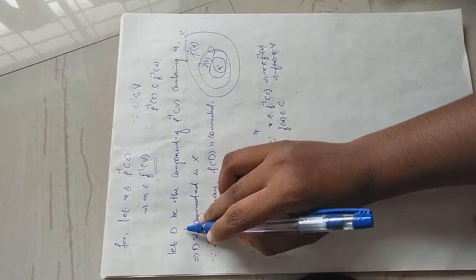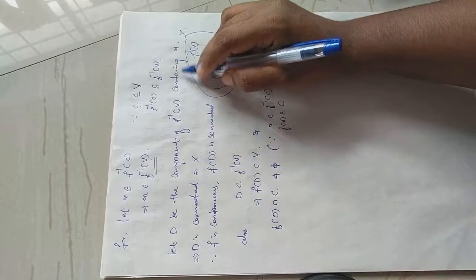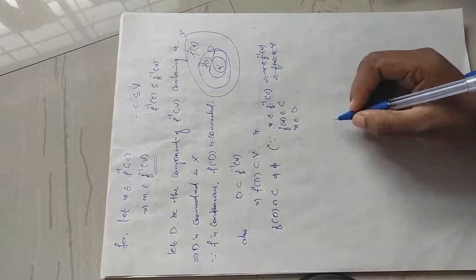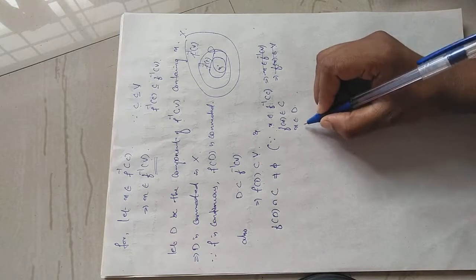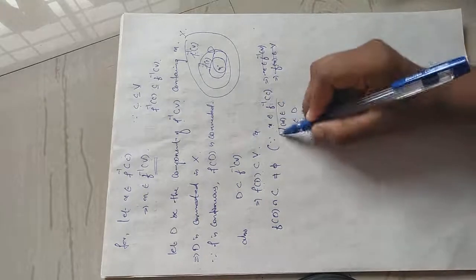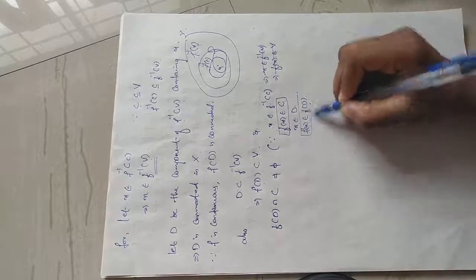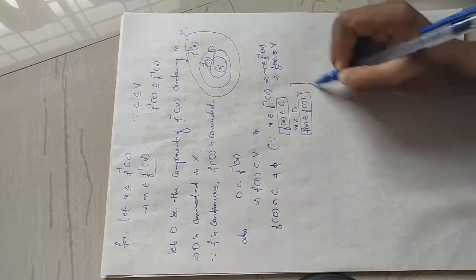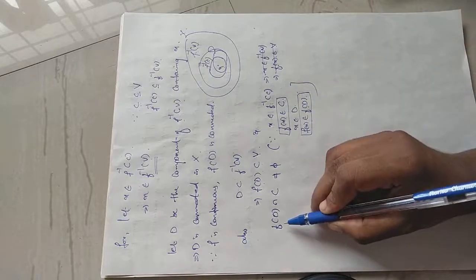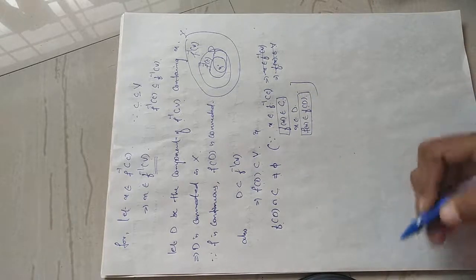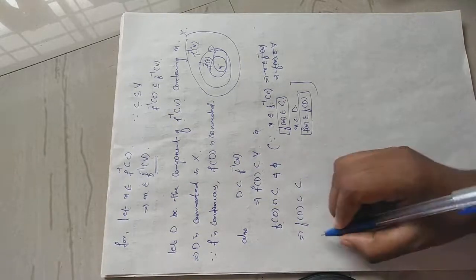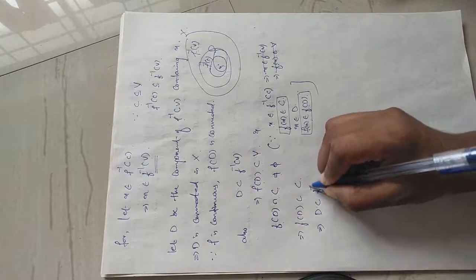And what is D? D is a component of f inverse of V containing the point x. So I can say that x always belongs to D. Therefore, f of x belongs to f of D. Right? So f of x is a point belonging to C and also to f of D. Therefore, f of D intersection C will be non-empty. Which implies f of D will be contained in C, which implies D will be contained in f inverse of C.